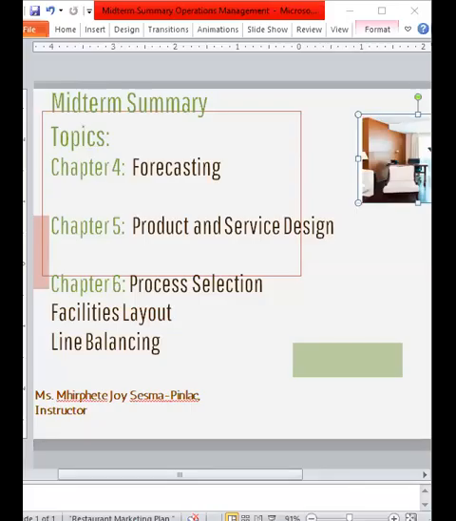Delayed differentiation is a postponement tactic in which completion of product and services depends on specifications.